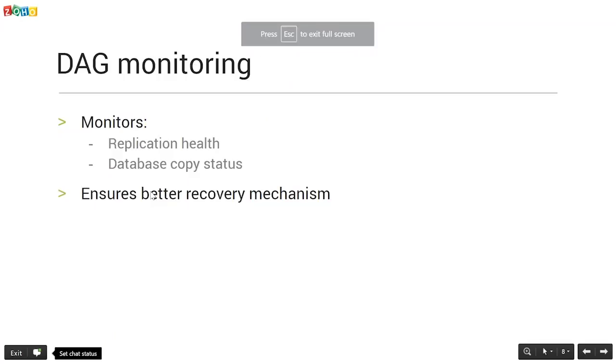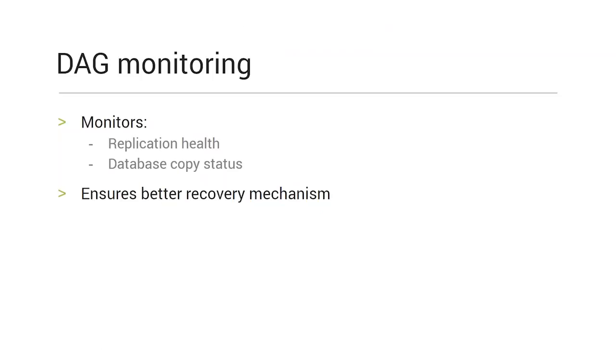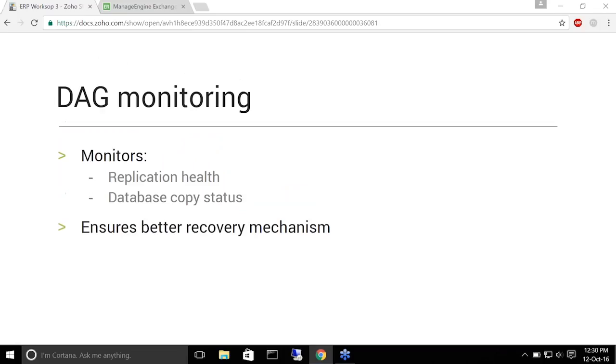The next thing that we are going to look at today is DAG monitoring. DAG, or your database availability groups, are sets of components that play a very important role in database recovery. In case of database failure, the efficiency of a server's recovery mechanism is largely dependent on its DAG operations. Because of this, it is highly necessary to monitor database availability groups.